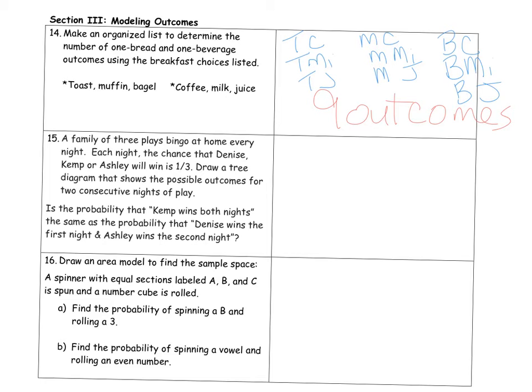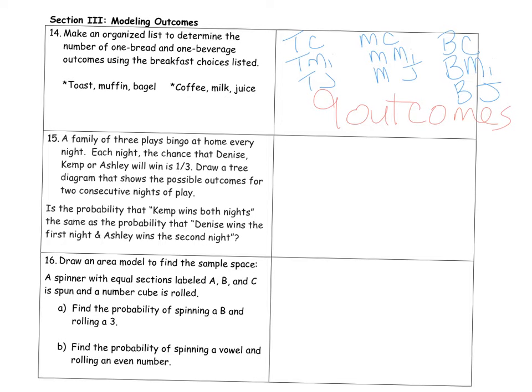Number 15, a family of 3 plays bingo at home every night. Each night, the chance that Denise, Kemp, or Ashley will win is 1/3. Draw a tree diagram that shows the possible outcomes for 2 consecutive nights of play. Is the probability that Kemp wins both nights the same as the probability that Denise wins the first night and Ashley wins the second night?